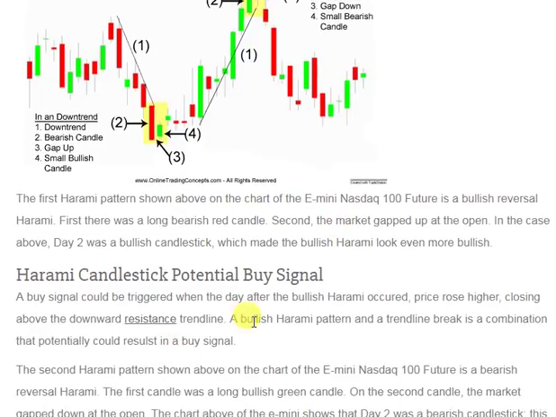It says the first Harami pattern shown above on the chart of the E-mini NASDAQ 100 future is a bullish reversal Harami. First, there was a long bearish red candle. Second, the market gapped up at the open. In the case above, day 2 was a bullish candlestick, which made the bullish Harami look even more bullish.